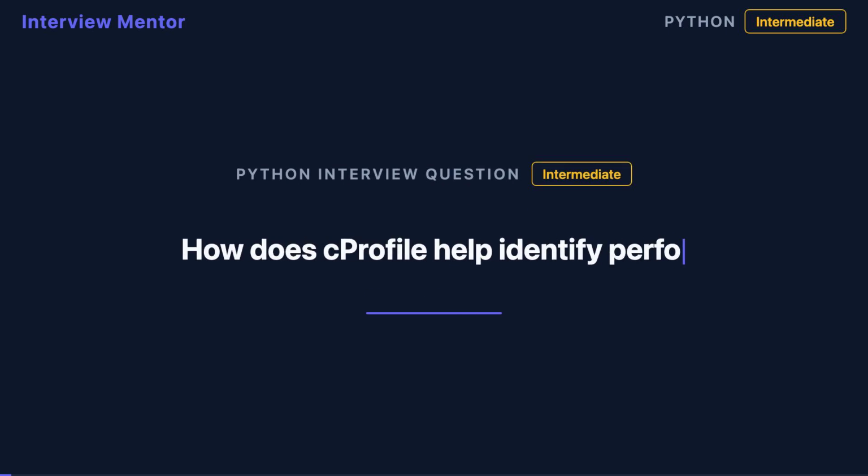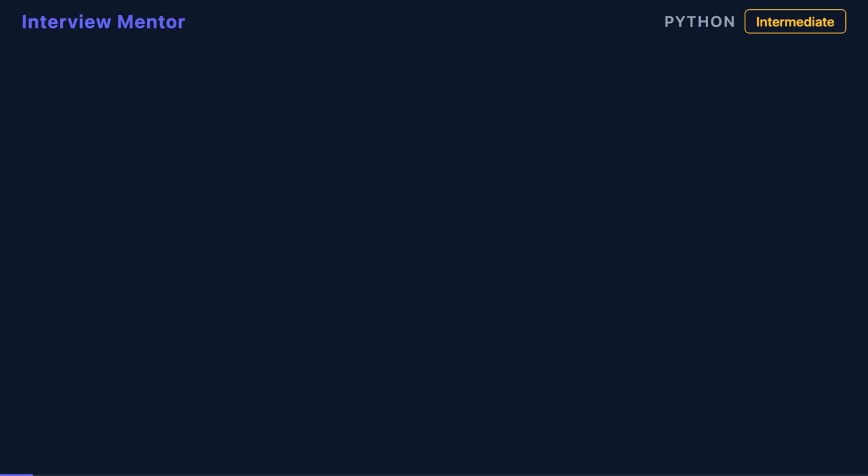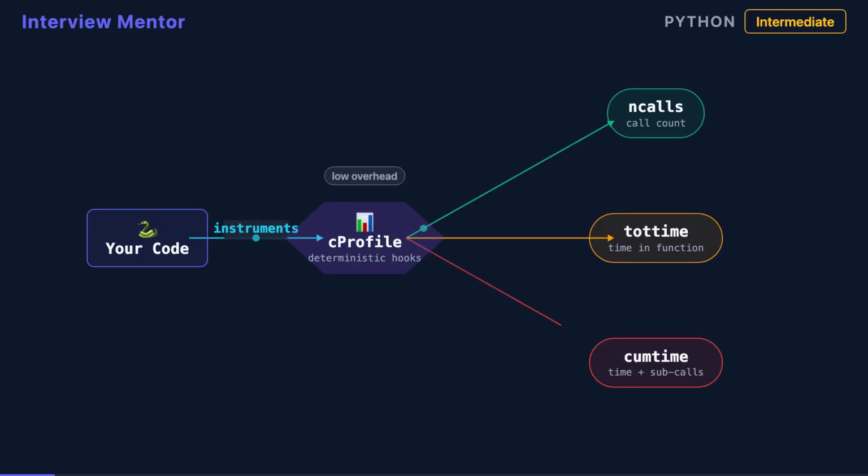Your Python app is slow. But which function is actually the bottleneck? cProfile is Python's built-in deterministic profiler.